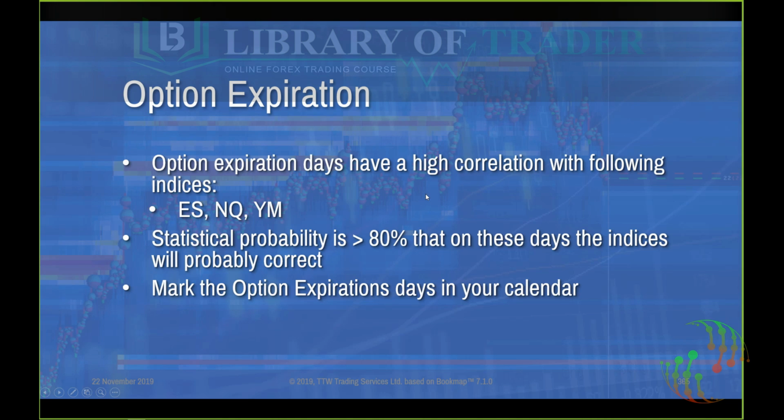Option expiration, before we come to the end, is a nice point you should keep in mind and put on your calendar, because option expiration days have a high correlation with the indices ES, NQ and YM. Statistically, the probability is greater than 80% that on these days the indices will probably correct. Mark the option expiration days in your calendar. It's only a reminder.